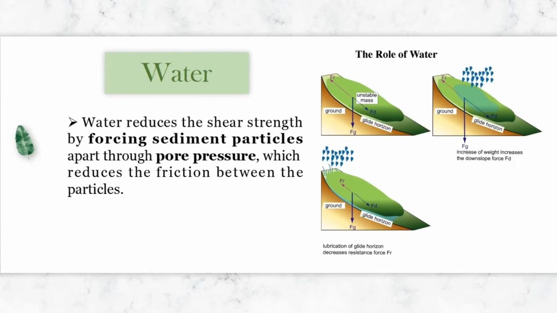Water. Water increases the weight of a mass of Earth's material. It reduces the shear strength by forcing sediment particles apart through pore pressure, which reduces the friction between the particles. Alternatively, smaller amounts of water that don't completely fill the pores are distributed as thin films around the sediment particles, which are attracted to each other through surface tension, increasing the cohesiveness of the mass. Thus, saturated materials are much more likely to flow than a mass that is only a little wet.